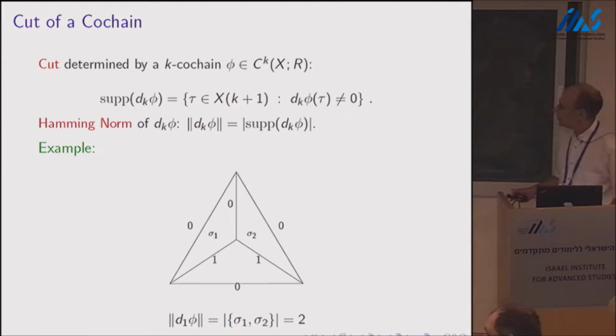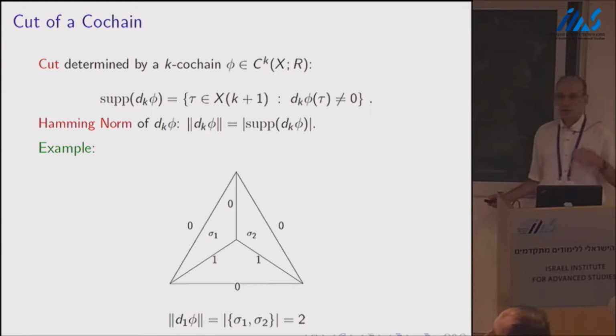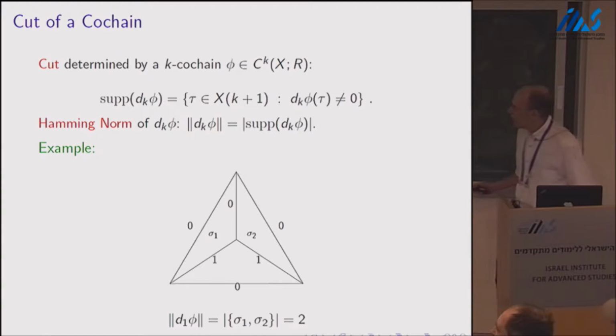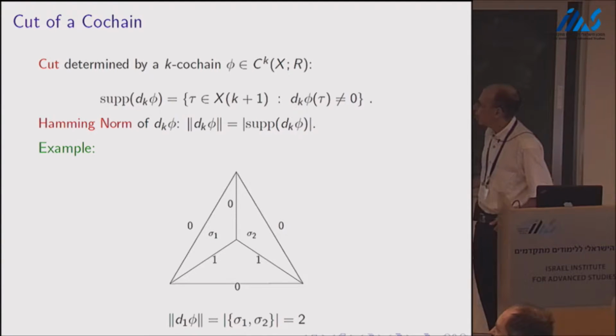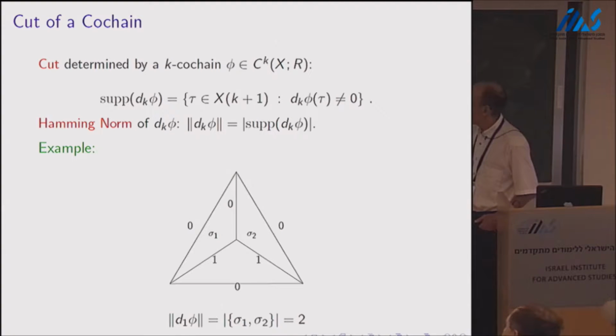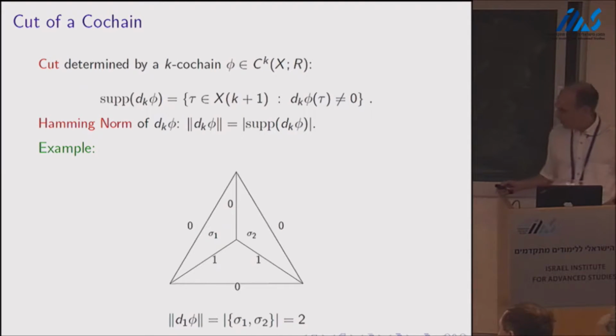For example, if I'm looking at this one cochain, so I'm drawing the values on the edges, and we have, say, these three triangles, then on this triangle, if we work over Z2, d1 of phi is 0, because 1 plus 1 is 0, mod 2. On the other hand, on these two simplices, d1 of phi is just 1, so it's non-zero, and therefore the norm of d1 of phi is 2. Okay, so we have the numerator of the definition. Now we have to normalize.